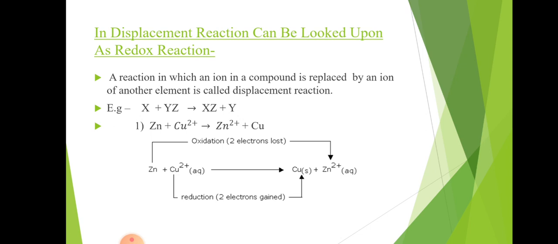Then another example is the Zn combines with the copper sulfate solution, that gives the zinc sulfate solution, and the copper remains. Now that is an example of displacement reaction.